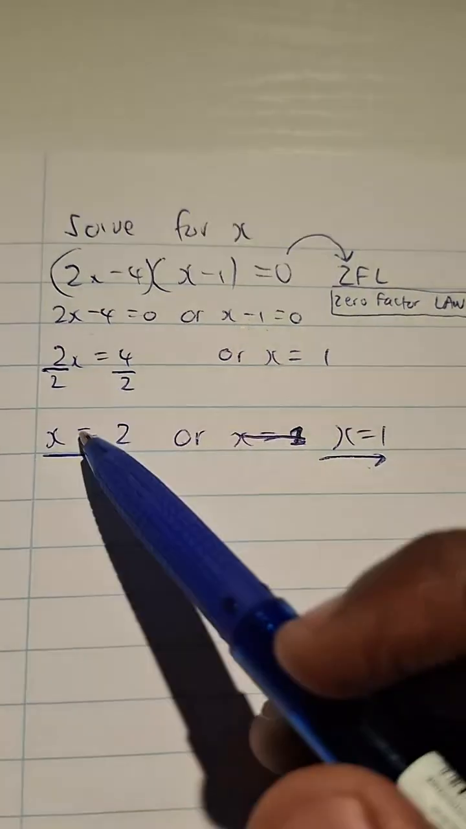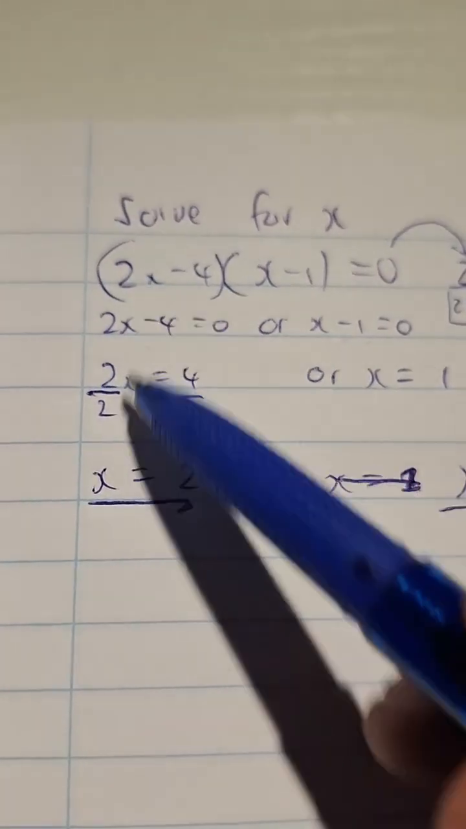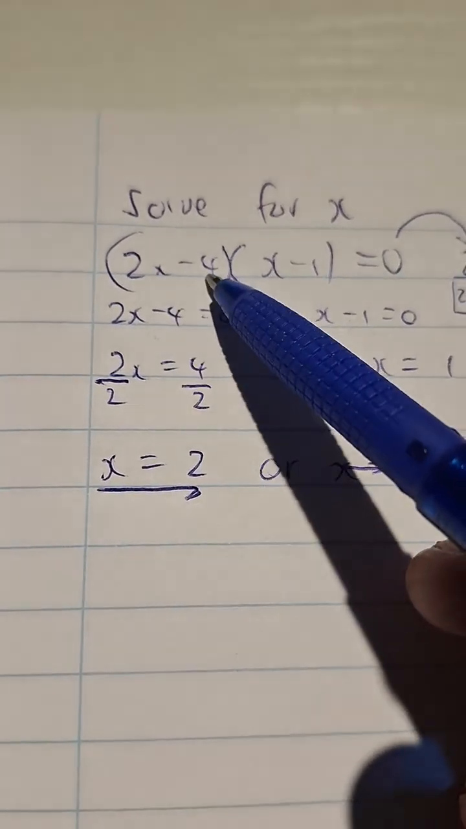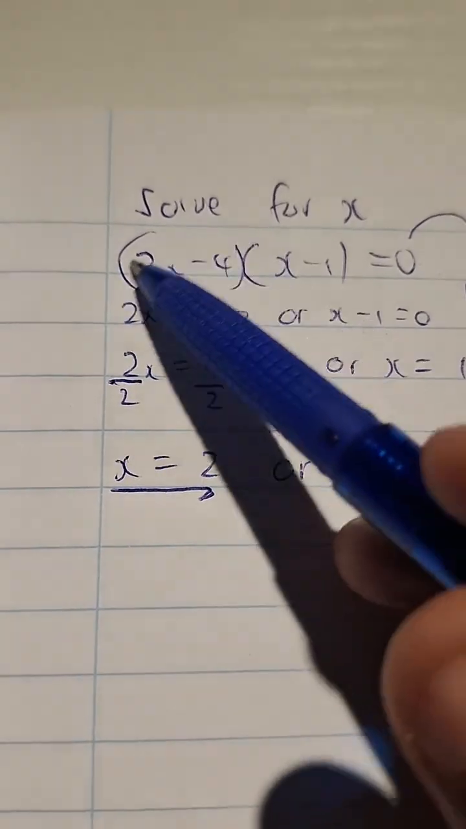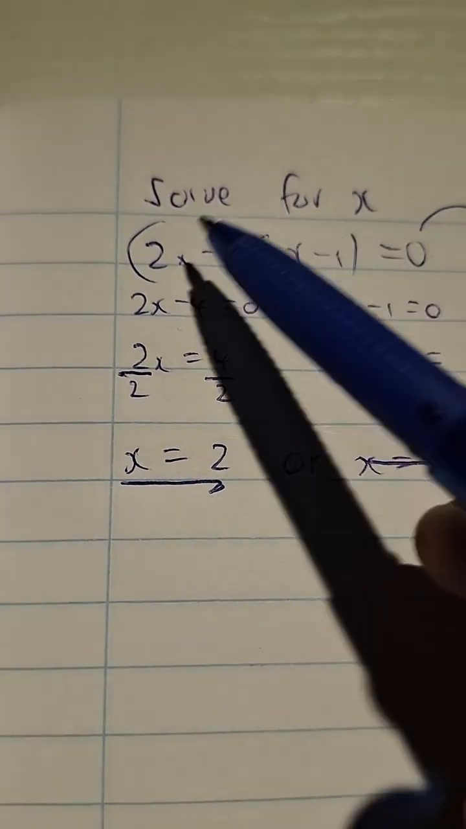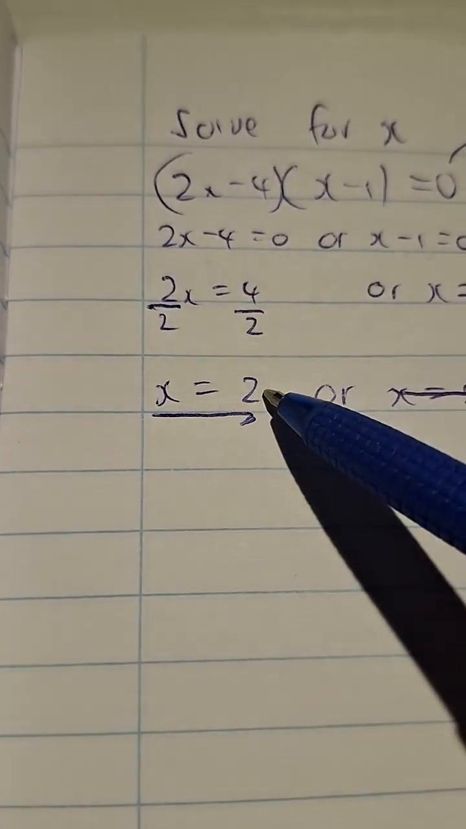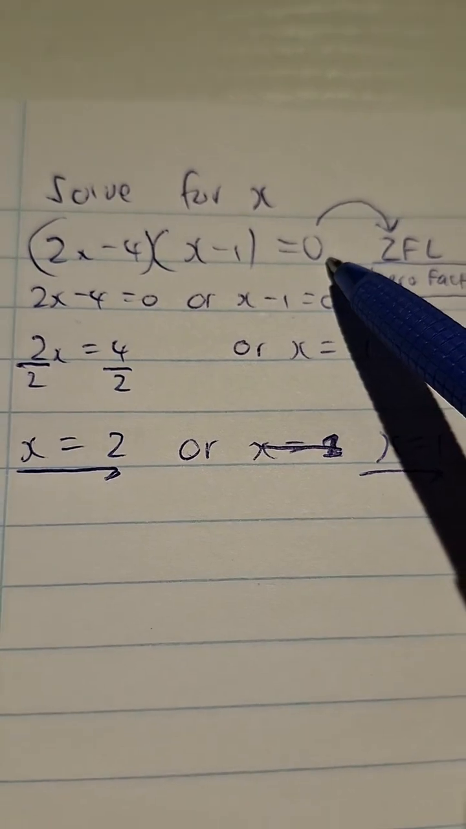And what you notice is that when you take this 2 and substitute it into this bracket, 2 times 2, what do you get? You get 4. What's 4 minus 4? That gives you 0. And what is 0 times anything? 0 times anything will give you back the 0. So that means this x is equal to 2 satisfies the equation.